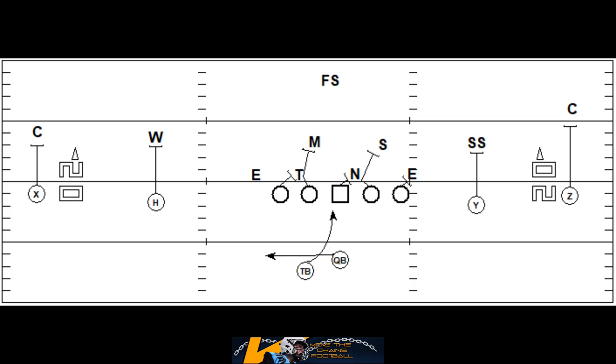So, how do we make the correct read and know when to hand the ball off and when to keep it? Well, once the quarterback meshes with the running back on the handoff, he gets his eyes immediately to the read man. If the read man sits or widens out, then the quarterback will hand off the ball to the running back. If the read man crashes down with his hips turned in to tackle the running back, then the quarterback will keep the ball and run to the outside.